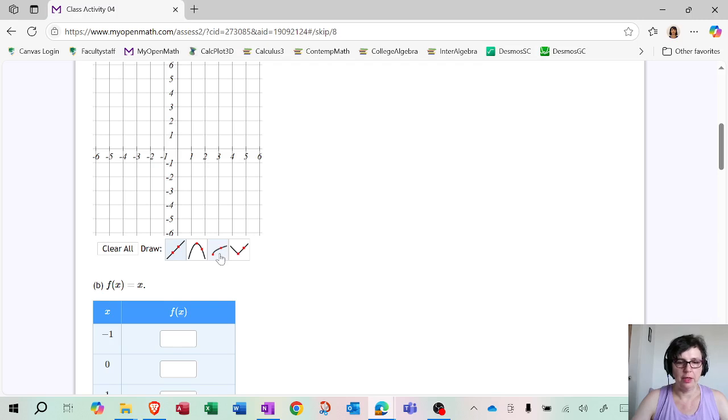Now this one right here is like a parabola, but it's only half of it, and it's turned 90 degrees clockwise. This is called square root. And then finally, this V shape here is called absolute value. So you need to know what it is when you look at the formula.